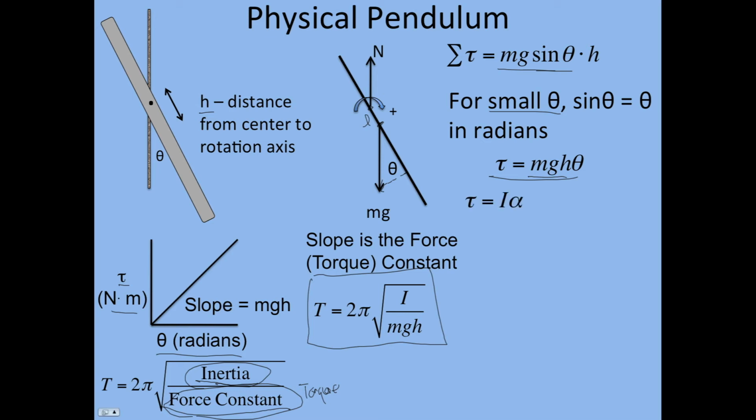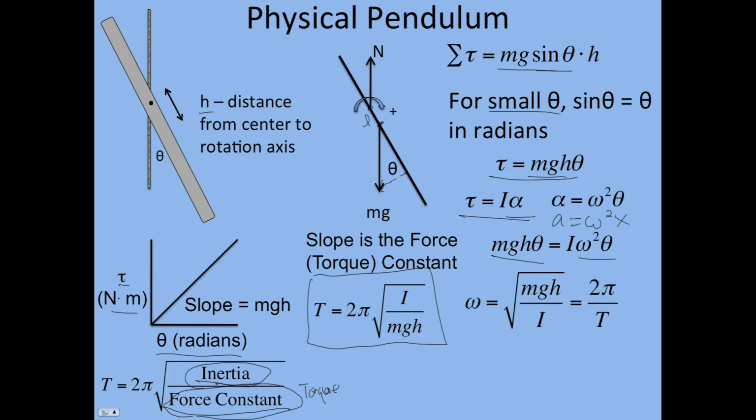There's another way to do it. Sum of the torques equals I alpha, and alpha is omega squared theta, just like a is omega squared x. And so I can replace alpha with omega squared theta, and I can replace torque with mgh theta that we got from up here. And so I can solve for omega, and I get square root of mgh over I, and omega is also 2 pi over the period, so if you solve that for period, you get the same thing as over here.